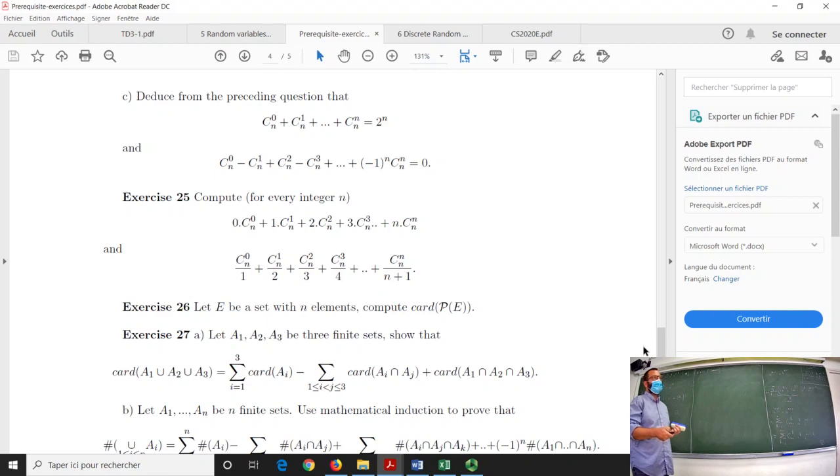Here I have the sum of the C(n,k), but here I have 0 times C(n,0), 1 times C(n,1), 2 times C(n,2), and so on. So what I am interested in, in fact, here is the sum from k equal to 0 to n of k C(n,k). It's what I want to compute. That is exactly what I have written here. And I write it using the summation notation.